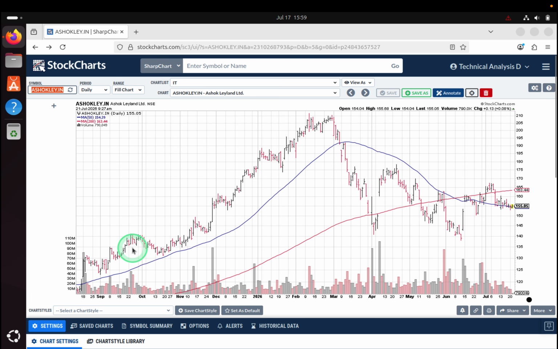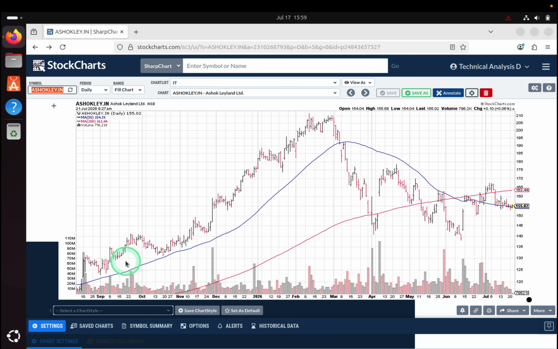So going by Dow theory, accumulation happens in hindsight. It is completely unseen. And then at this stage, when volume is bigger than the previous volume, public participation begins.